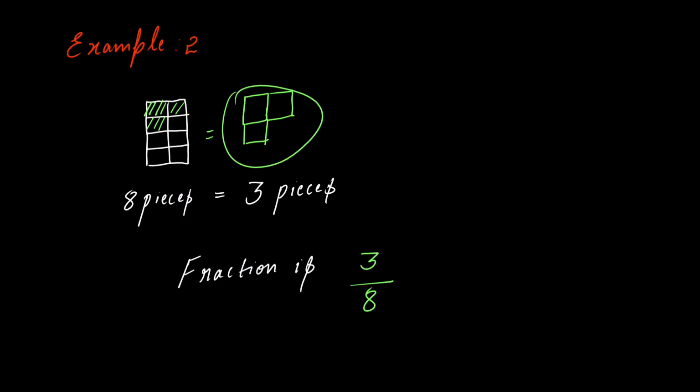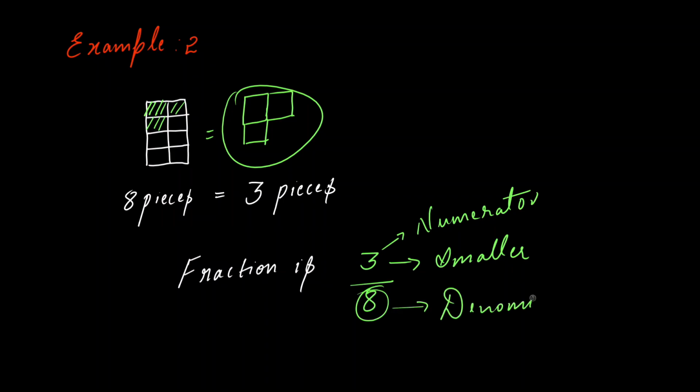Again, you ate 3 pieces of chocolate from the 8 pieces. So 3 is smaller, so you will write it in the numerator. This is numerator. And below that you will write 8. So this is denominator. This is how you write the fraction, proper fraction.